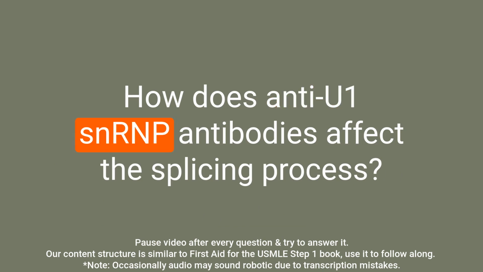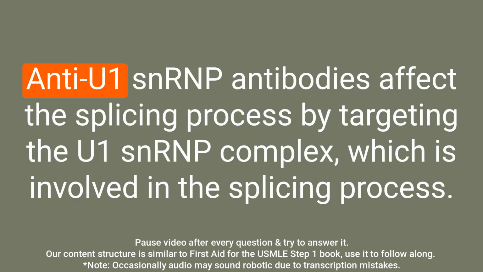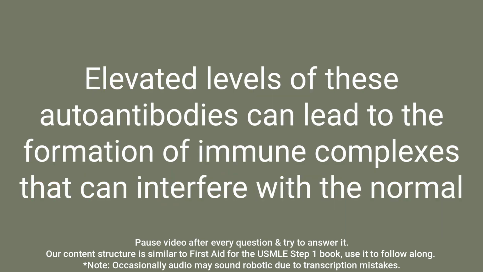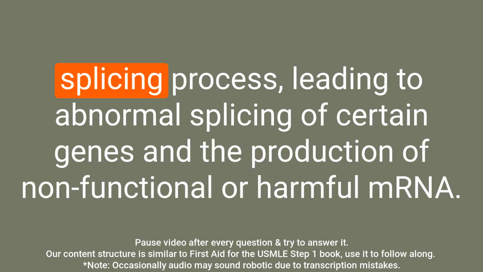Question: How do anti-U1 snRNP antibodies affect the splicing process? Answer: Anti-U1 snRNP antibodies affect the splicing process by targeting the U1 snRNP complex, which is involved in the splicing process. Elevated levels of these autoantibodies can lead to the formation of immune complexes that can interfere with the normal splicing process, leading to abnormal splicing of certain genes and the production of non-functional or harmful mRNA.